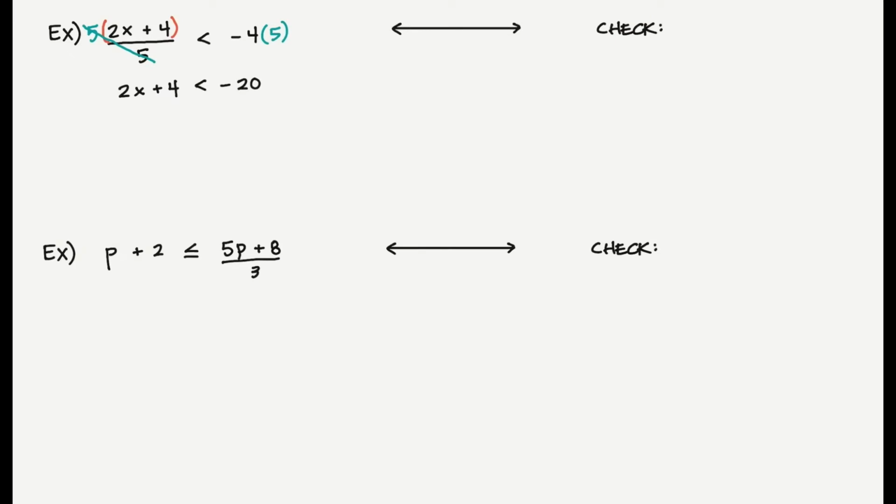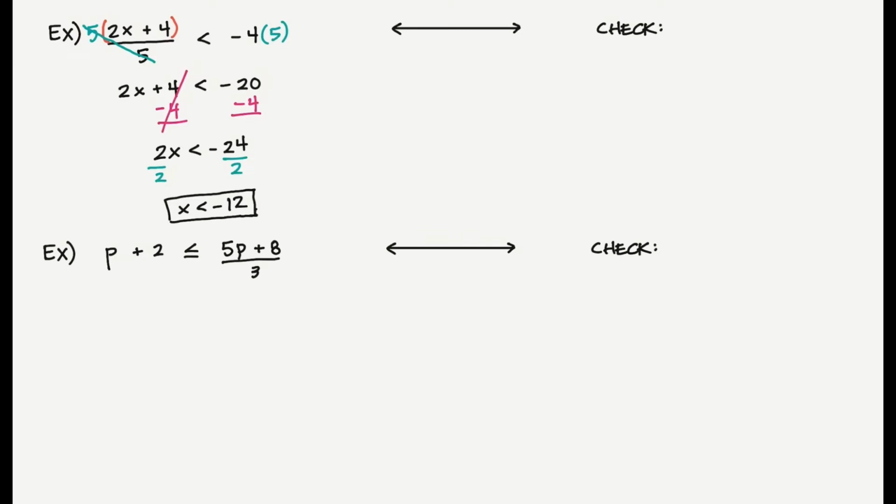And now it looks like a 2-step inequality. Let's subtract the lonely number on both sides. I'm left with 2x is now less than negative 24. Final step, let's divide by 2 to get rid of the leech. And my final answer is x is less than negative 12.